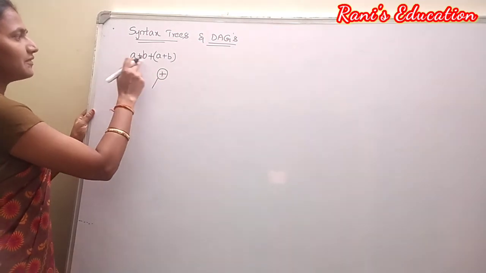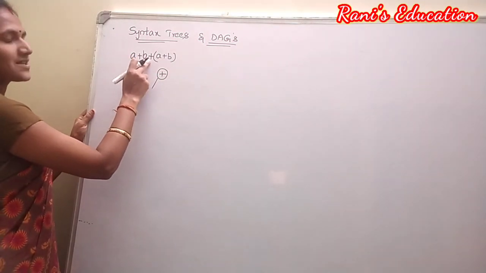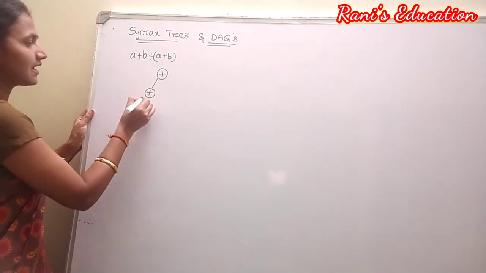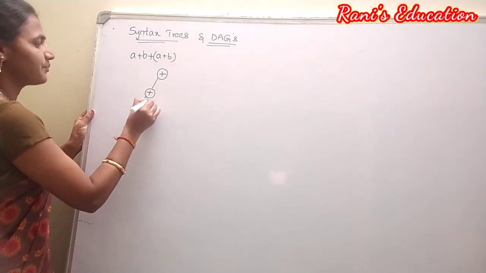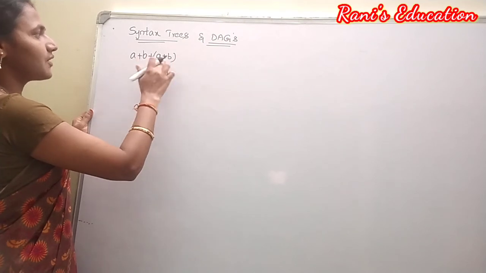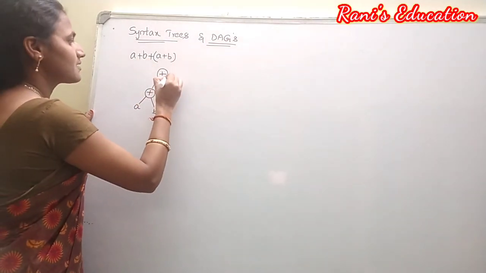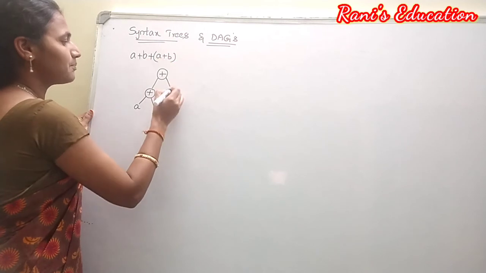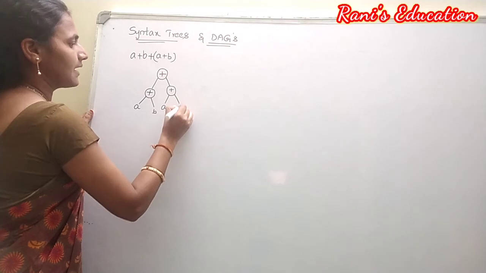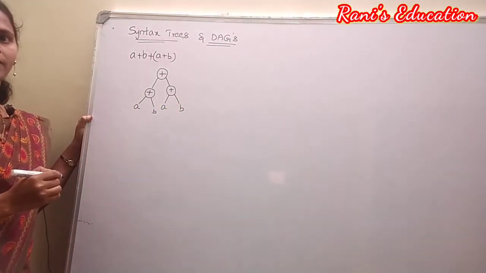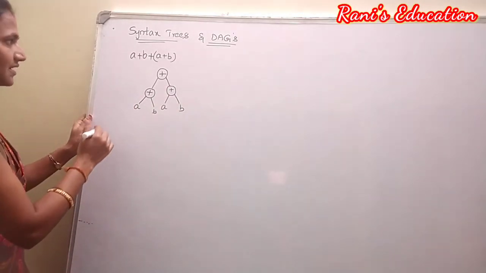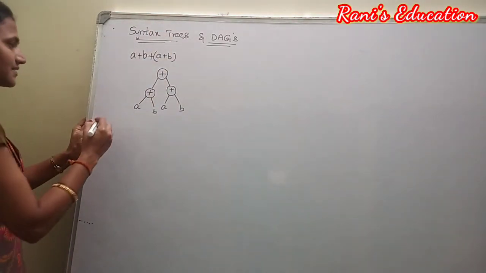From that we have the left child, that is a plus b. So here we are going to consider plus as interior node, and the left child is a, right child is b. Move on to the right child of that plus, that is a plus b. So here plus is the interior node. Here also we are going to take a and b. In the same way we will see a few more examples for the construction of syntax tree. Later we will go for DAG.